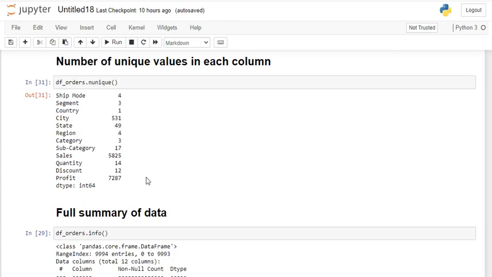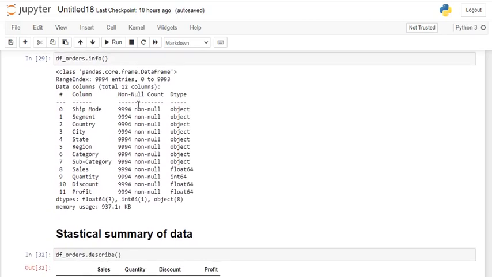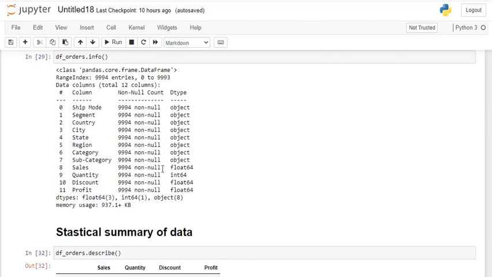These are the complete information about the data and how many unique values are in each and every column, and the full summary of the data. This is called by the function info, and it is going to give the full summary of the data: how many data points are there in the data set, that is columns and rows. So there are 9,994 rows in the data set, and these are the different columns. Null, no null value.